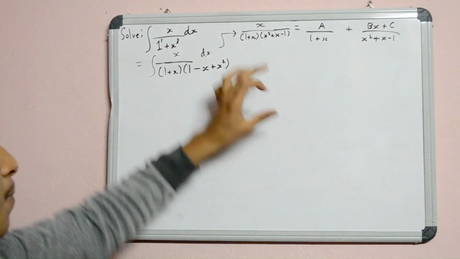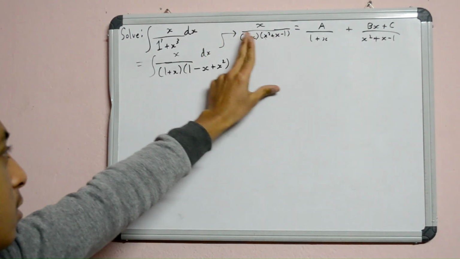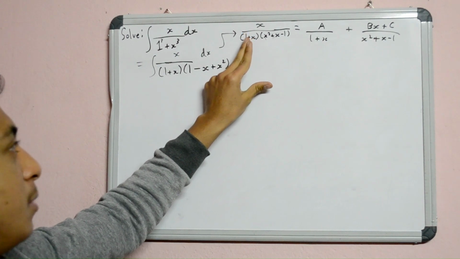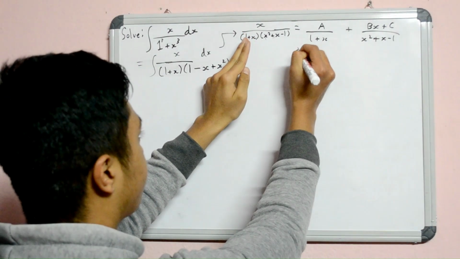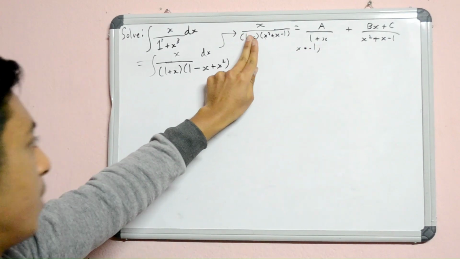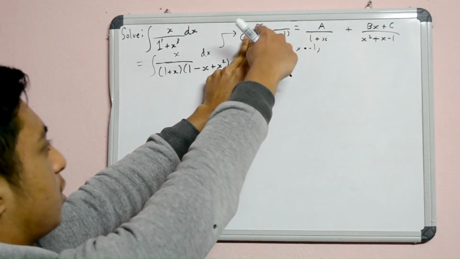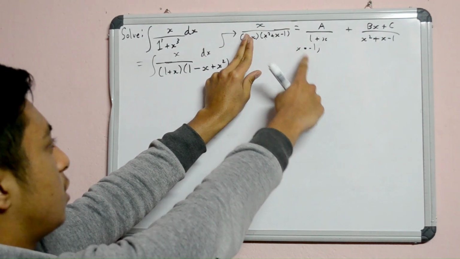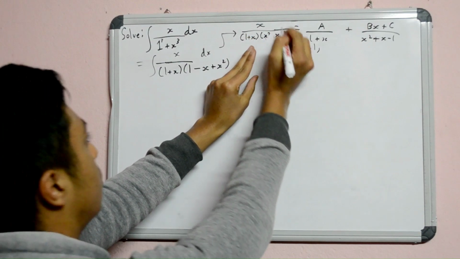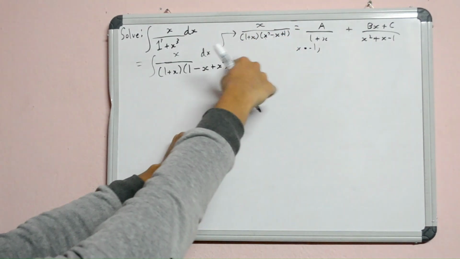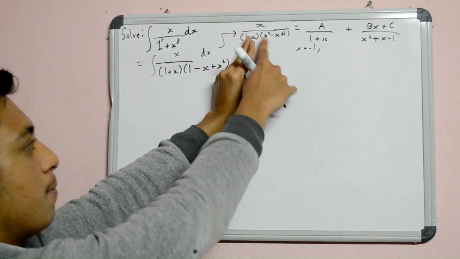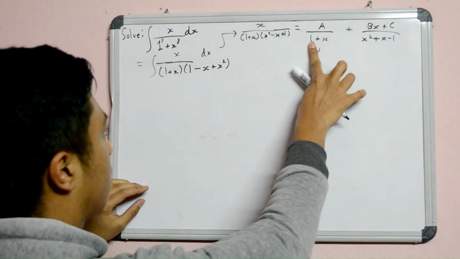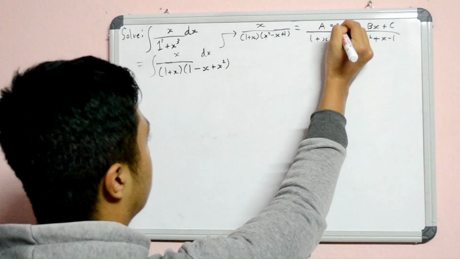To figure out A, it's easy. I'll use the cover-up method. First cover up the factor 1 plus x, and ask yourself when that would be 0. For this to be 0, x has to be minus 1. Look at the remaining: you'll have minus 1 squared, which is 1, minus minus 1, which is 2, plus 1, which is 3. So we get that A equals minus 1 by 3.